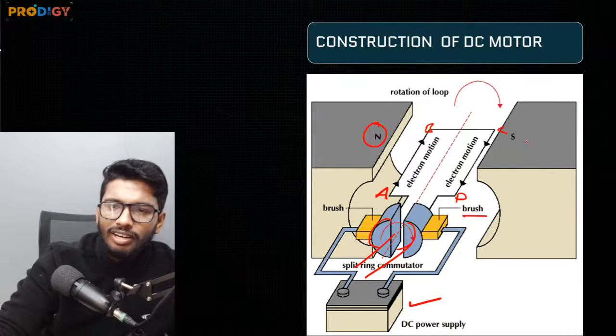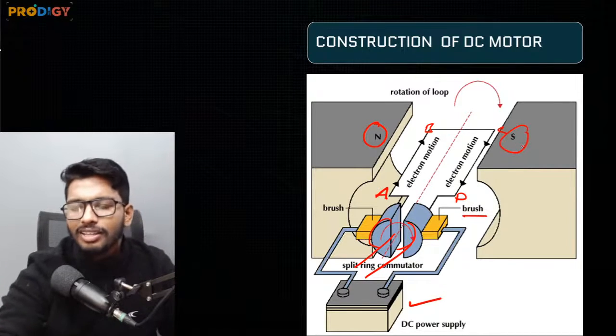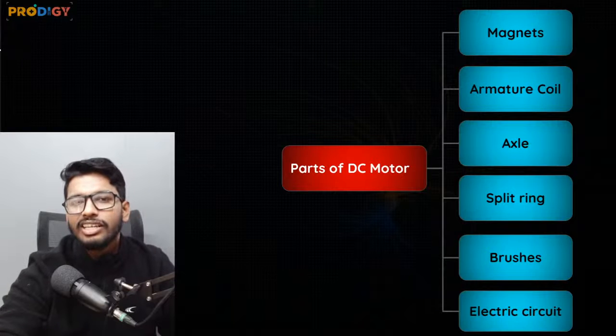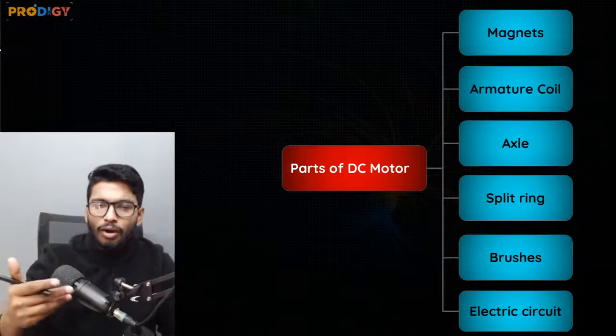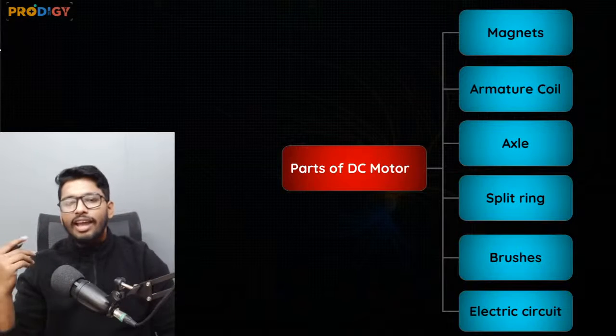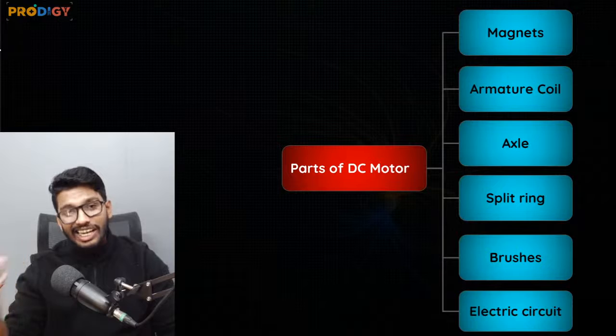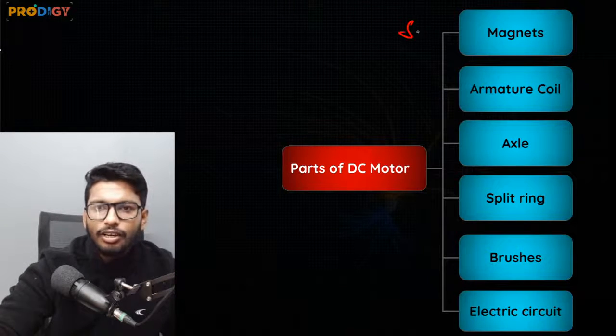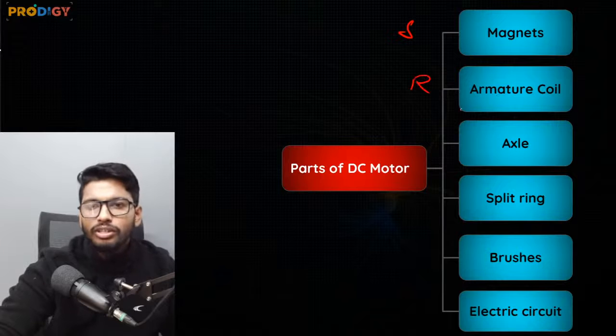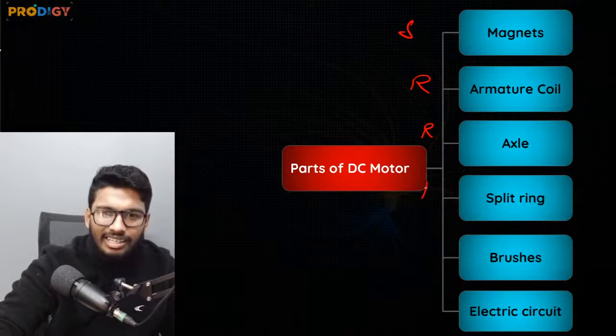So here, if you look at it very carefully, people, there are few parts in this DC motor which can actually rotate. Those are called rotors, which is free to move about an axis. Whichever is stationary, they are called stators. So here, magnet is a stationary object, armature coil is a rotor, axle is a rotor, split ring is a rotor.